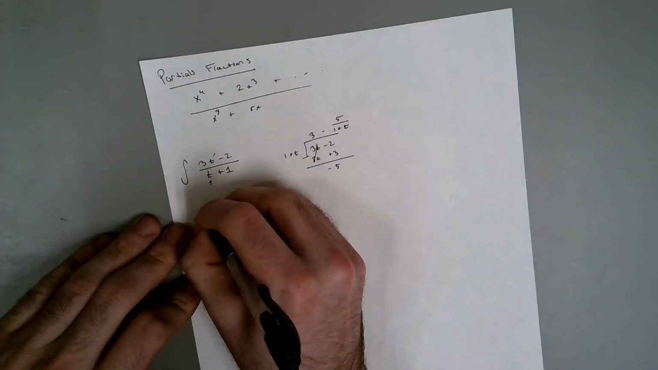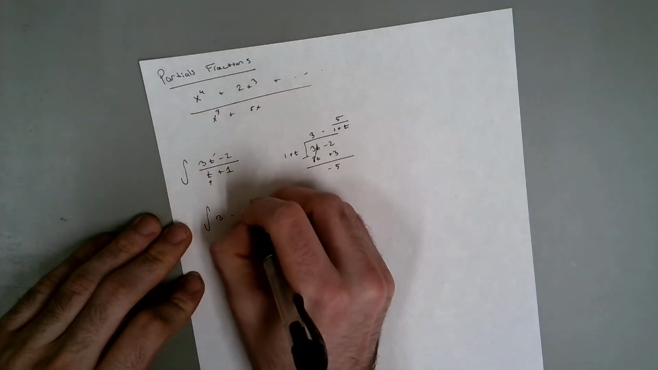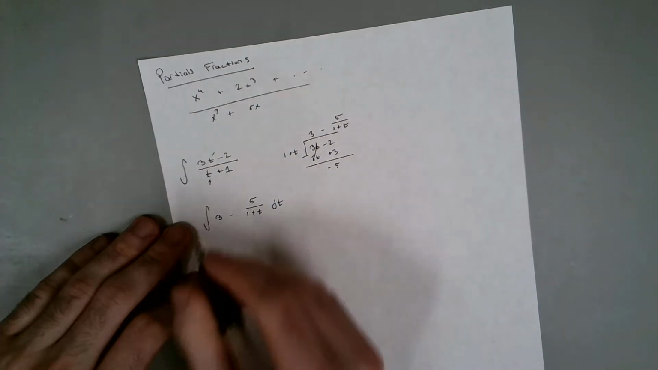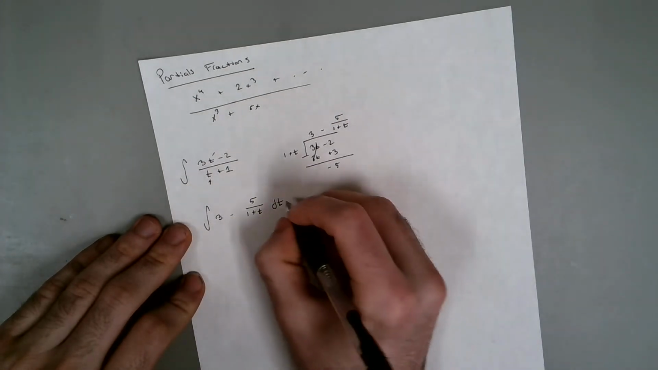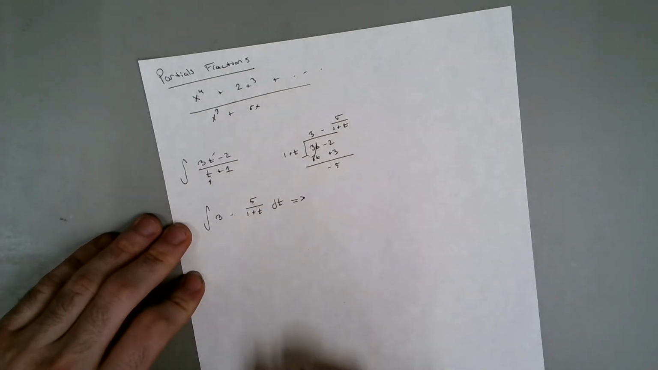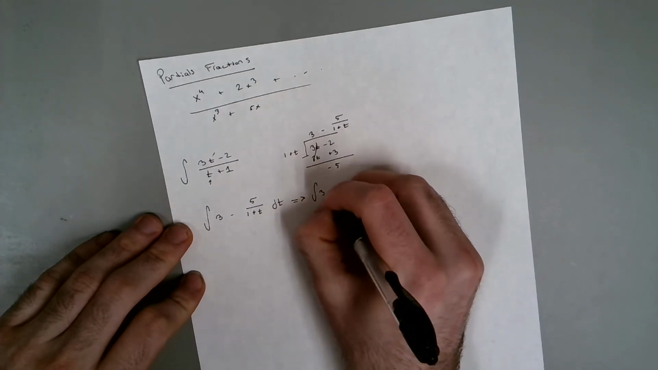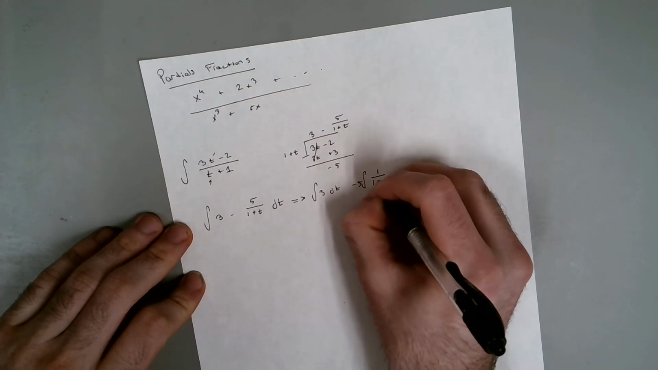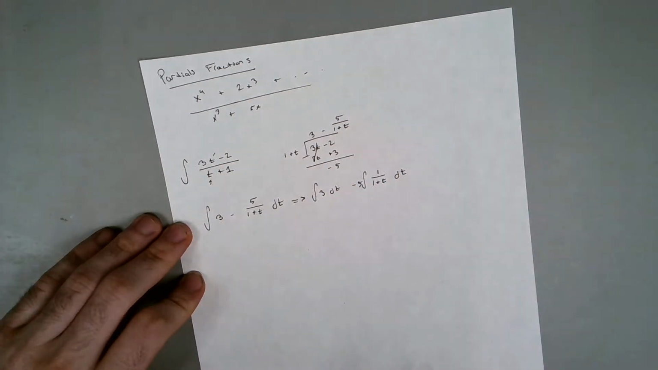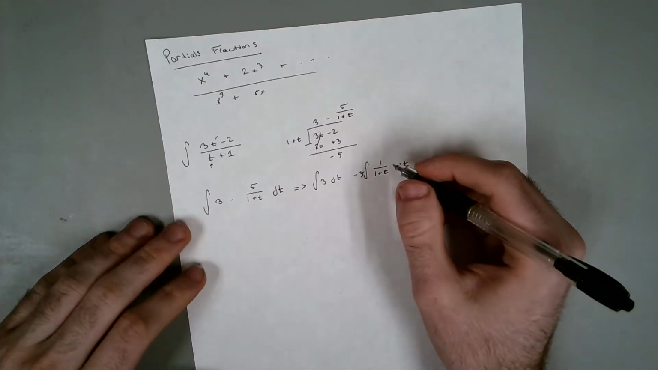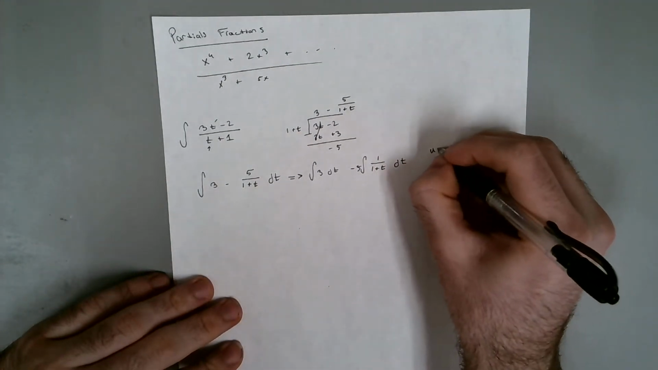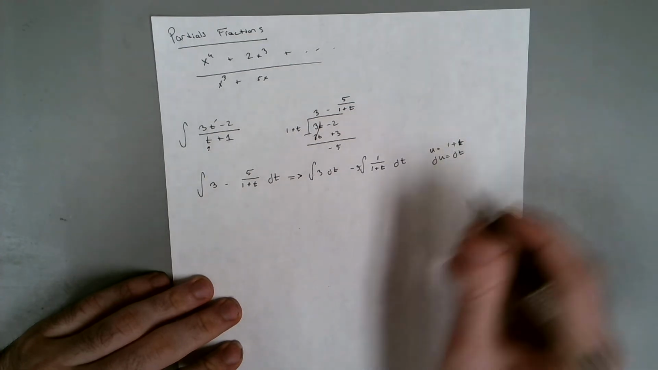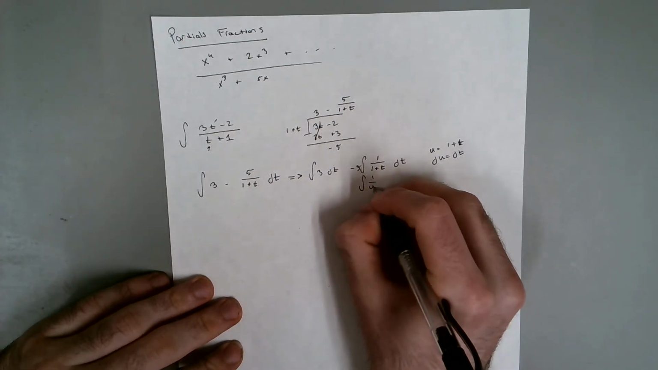So we're going to have this integral, right? 3 minus 5 over 1 plus t dt, right? And now we just have a constant here and our function of t. We're going to separate those up. We're going to get the integral of 3 dt minus the integral of 5 times 1 over 1 plus t dt. Now this integral is actually really simple. We just do a simple u substitution. u is equal to 1 plus t, du is equal to dt. So we have the integral of 1 over u du.